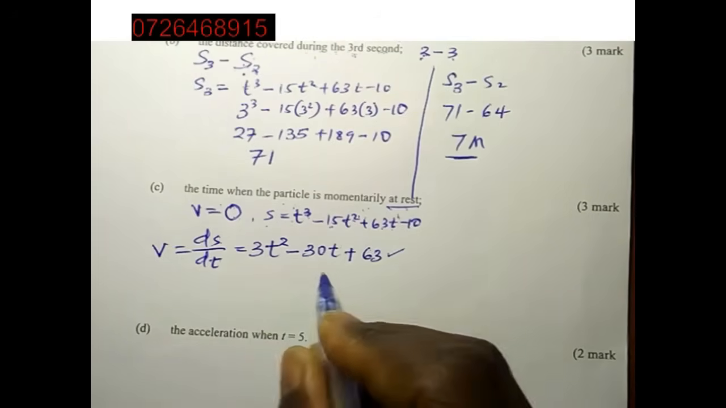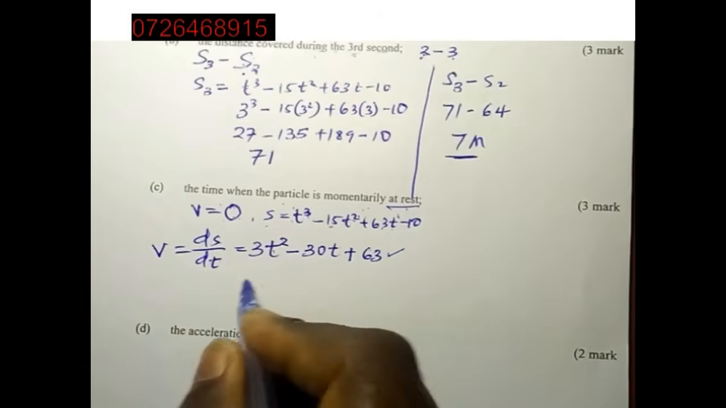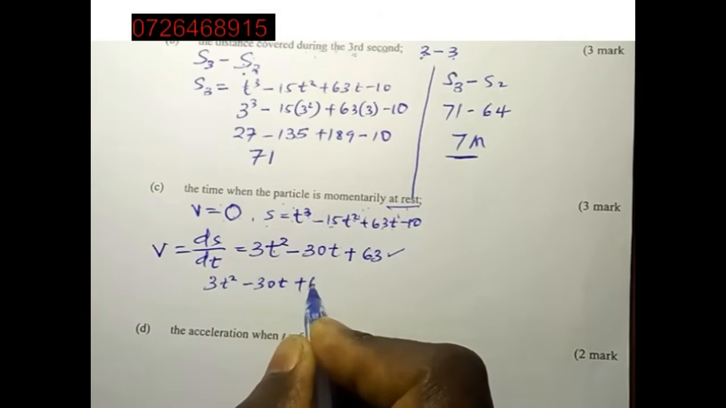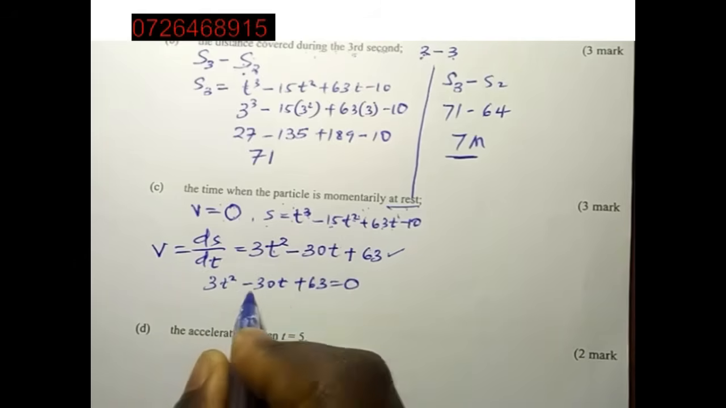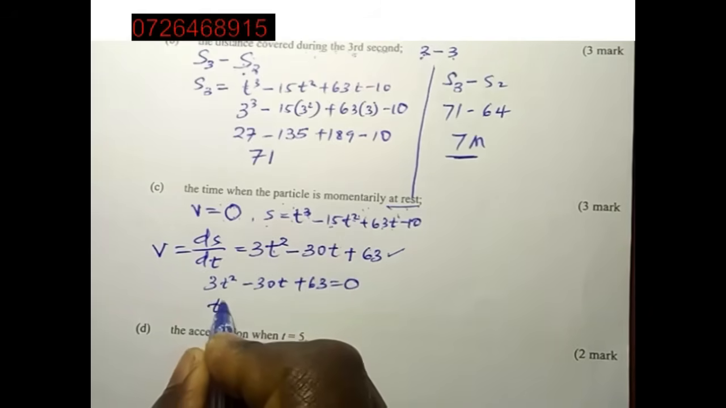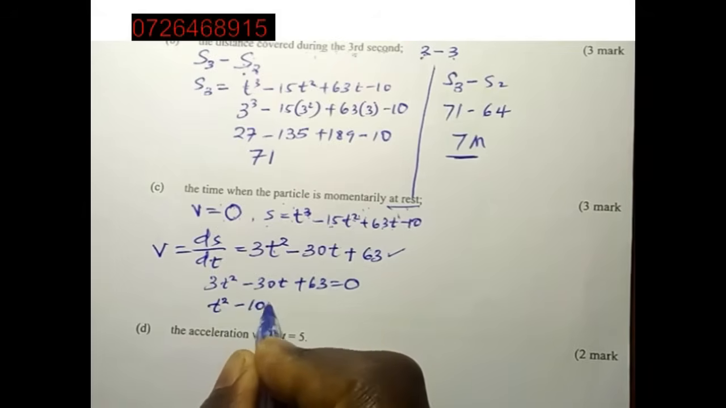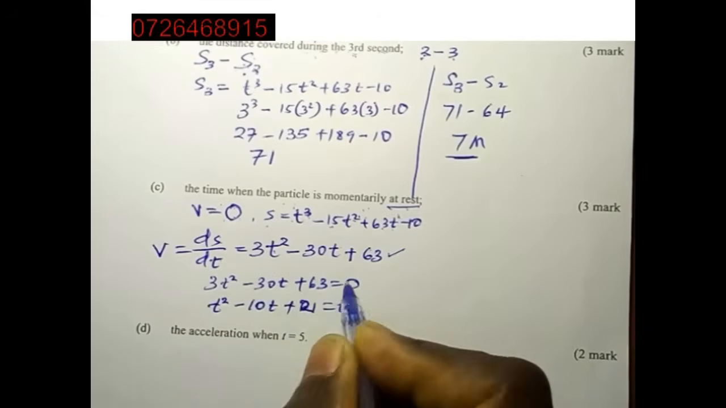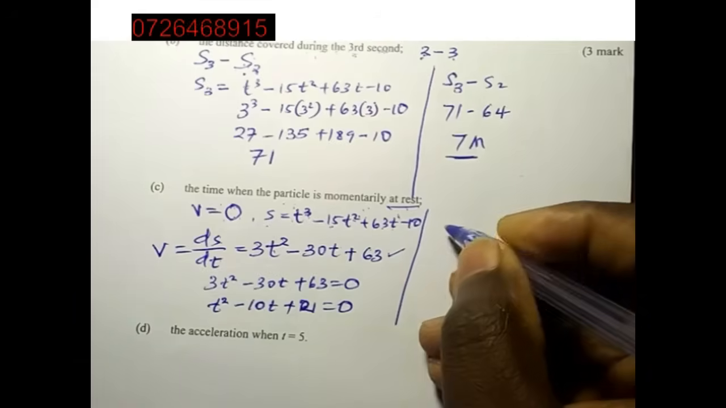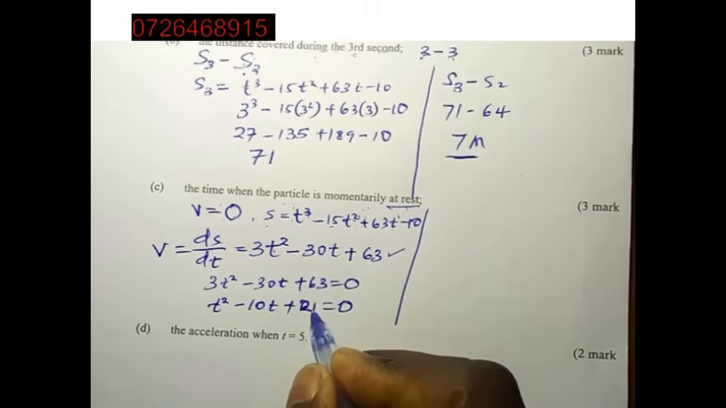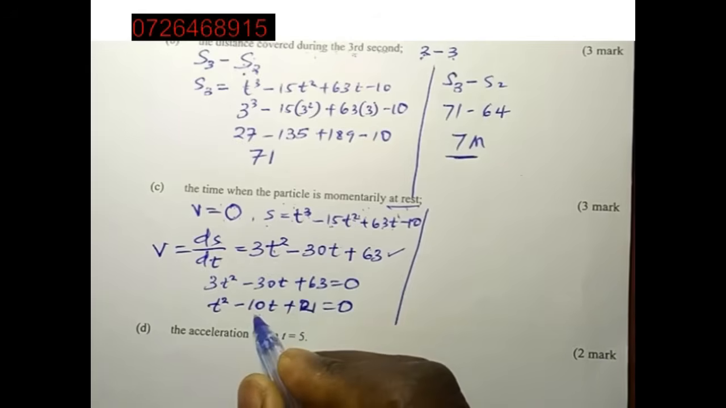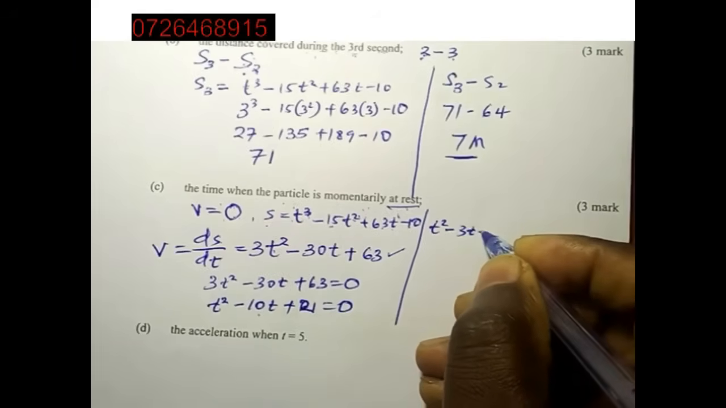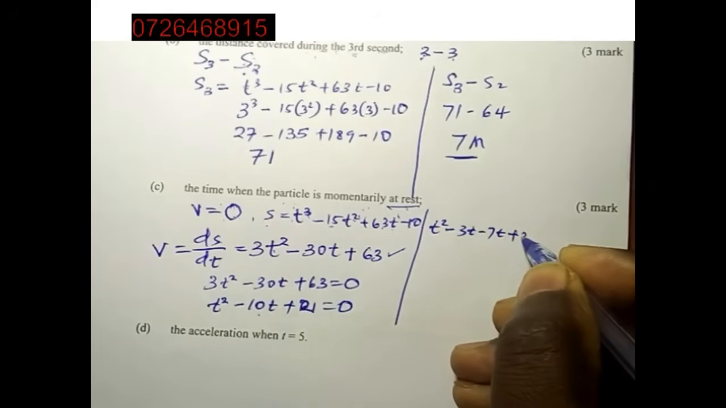But now we have said that the velocity is 0, so we equate this to 0. So 3t squared minus 30t plus 63 is equal to 0. We can simplify this by dividing by 3 all through, so we have t squared minus 10t plus 21 equal to 0. The product is 21 and the sum is negative 10, which is very easy. It is negative 7 and negative 3. So t squared minus 3t minus 7t plus 21 equal to 0.